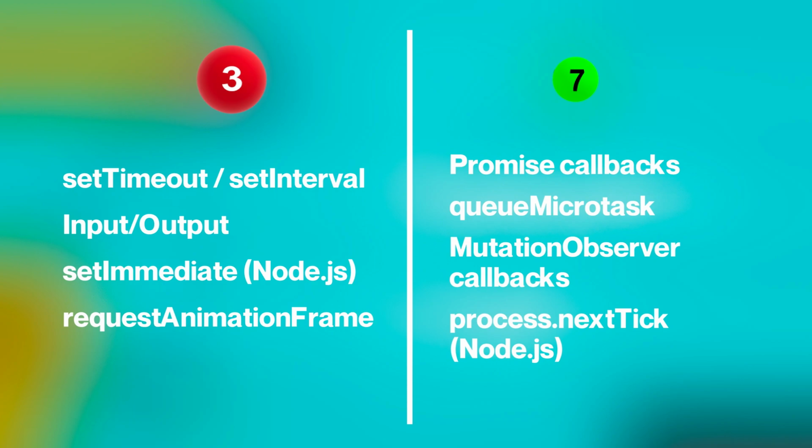setImmediate, Node.js, similar to setTimeout, but specific to Node.js. requestAnimationFrame, browsers, used for rendering and animation-related tasks. Microtasks include promise callbacks, handlers passed to .then, .catch, .finally. queueMicrotask explicitly adds a function to the microtask queue. MutationObserver callbacks, functions used to detect DOM changes. process.nextTick, Node.js, executes before other microtasks even though it technically doesn't belong to the standard microtask queue.